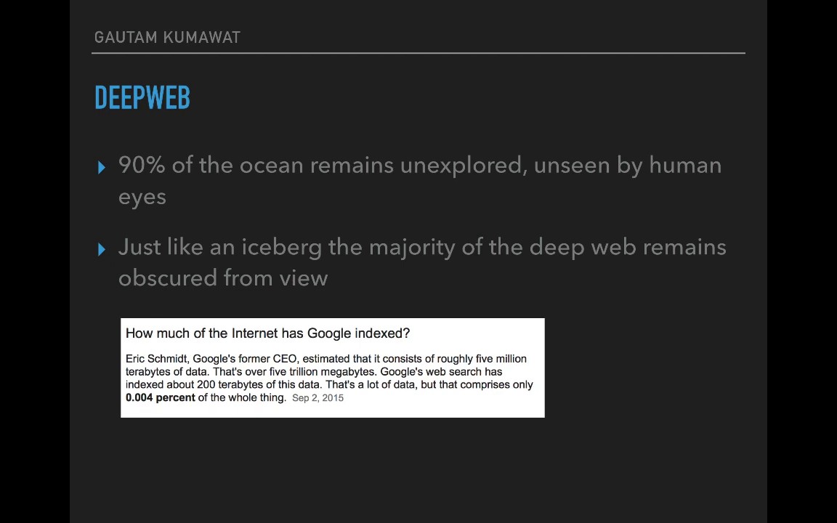So I searched on Google how much of the internet Google has indexed. According to Google's former CEO Eric Schmidt, the internet contains roughly about 5 million terabytes of data, and of that, Google is only able to crawl 200 terabytes. So if you compare, it is about 0.003 or 4% of the whole thing that Google is able to index.